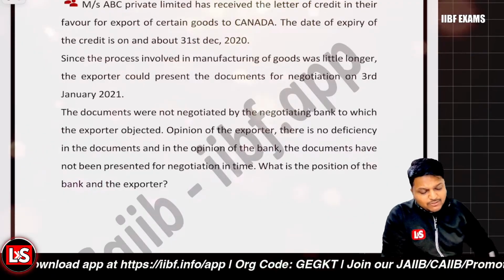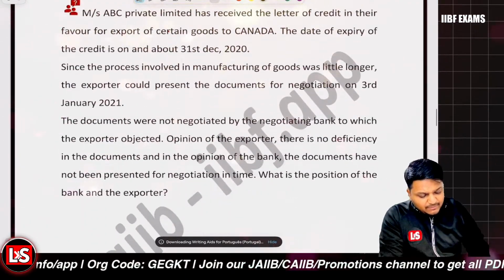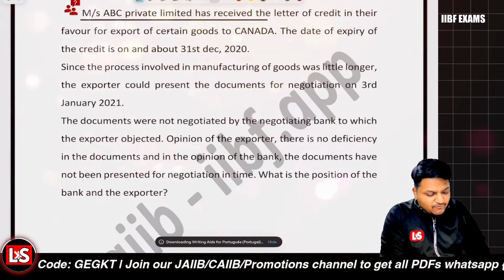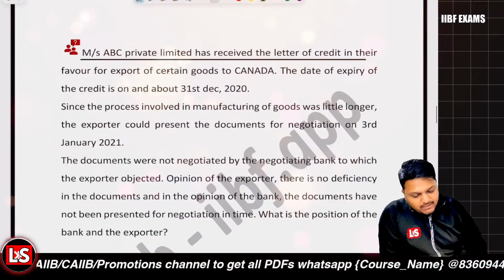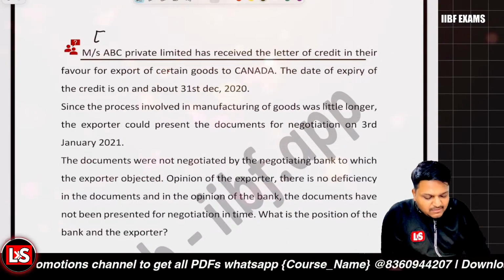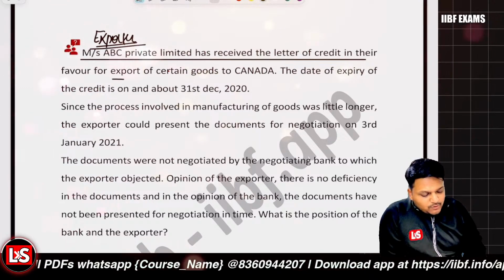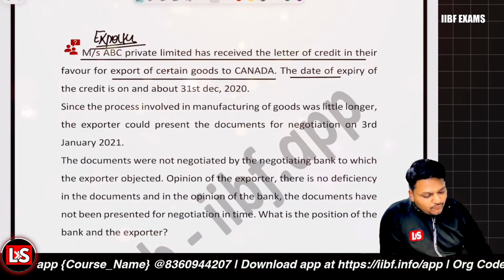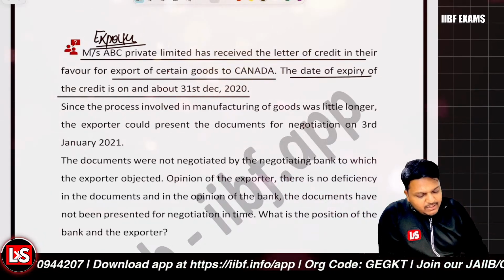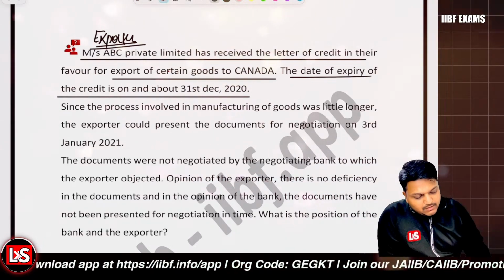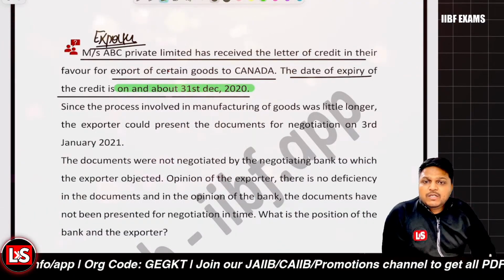All right. So what actually happened is that Messrs ABC Private Limited has received the letter of credit in their favor. So it means Messrs ABC is the exporter, and for the export of certain goods to Canada, the date of expiry of the letter of credit is on or about 31st December 2020. The expiry date is on or about 31st of December 2020.